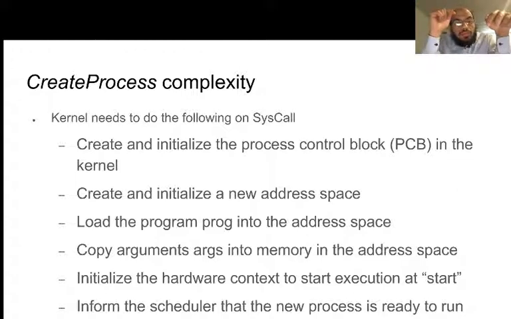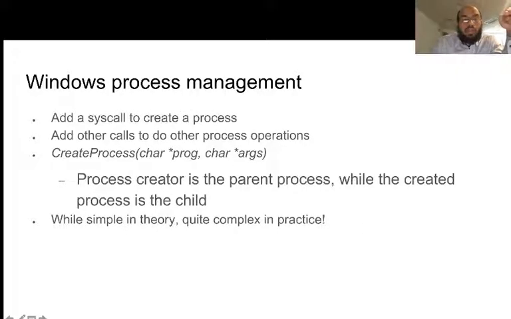Okay. Once you have the PCB, you initialize the PCB in the kernel. You create and initialize a new address space. So you basically cut a chunk of memory and allocate it to this new process, to this child process that you're starting. And then you need to update the process control block because now you have a new address space for this, right? And then you need to load the program into the address space, and the program is basically the pointer we have over here, the char pointer we have over here.